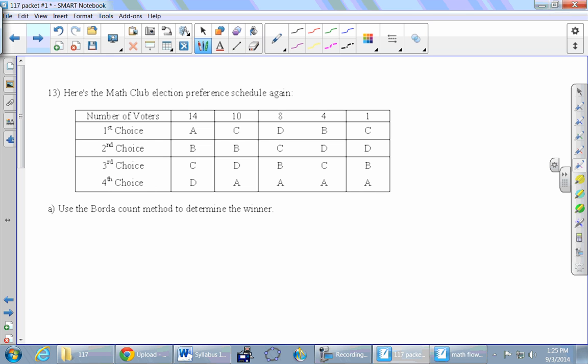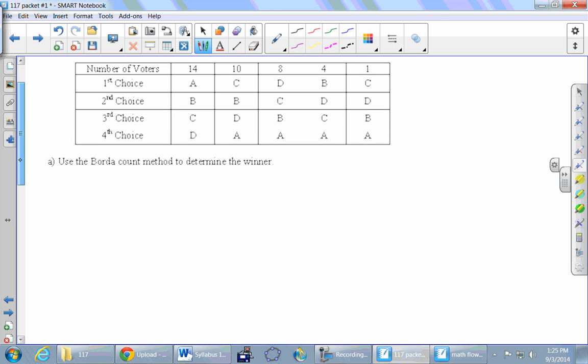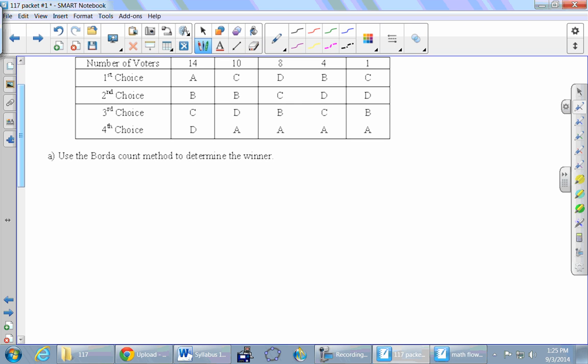This is exactly the same preference schedule we saw before. But what we're going to do now is use this Borda count method to determine a winner. So let's focus on A first. How many points is a first place vote worth here? It's four. Four candidates, it's worth 4 points. How many first place votes did A get? It's 14. What am I doing with these two numbers to find how many points they got from those votes? We're going to multiply them. Do we see that? And every single one of those 14 people gave A 4 points. So 4 times 14 is how many points we have so far, 56, plus.